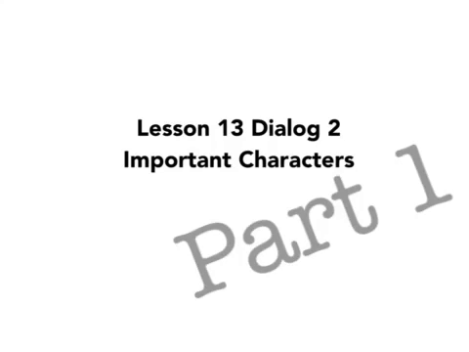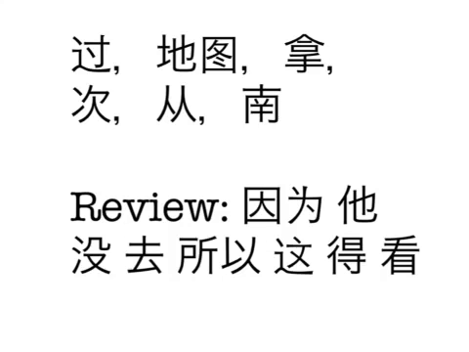Now we are ready to do Lesson 13 Dialogue 2, the first part, important characters. Let's take a look and see which ones we got. Okay, let me read through these really quickly. We have 过, 地图, 拿, 次, 从, 难. And then for review, we're going to take a look one more time at 因为他没去所以这得看.